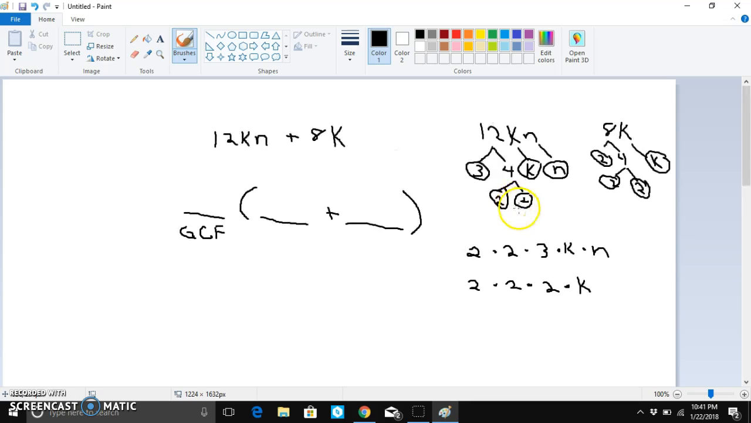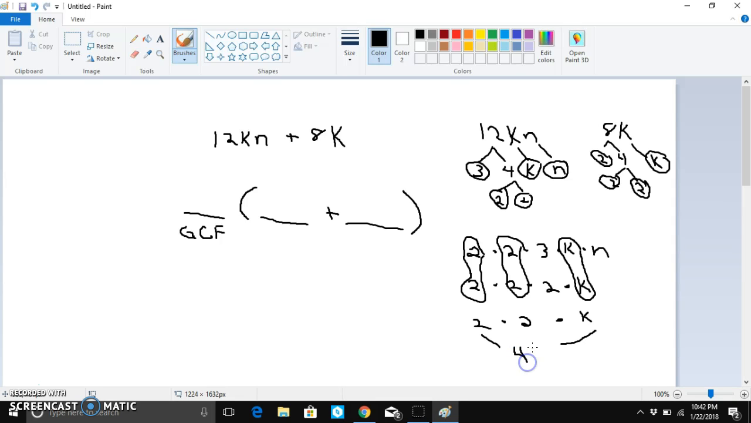Okay, so what we want to do is circle pairs, common base numbers from top to bottom. So I have a couple pairs of 2's, a pair of k's, and that would be it. Choose one from each group. So out of this group of 2's, we'll just choose one, and out of this group of 2's, just choose one. Out of the k's, just choose one. Okay, put our multiplication signs, and then we're going to simplify. 2 times 2 is 4. 4 times k is just 4k. So that is our greatest common factor.